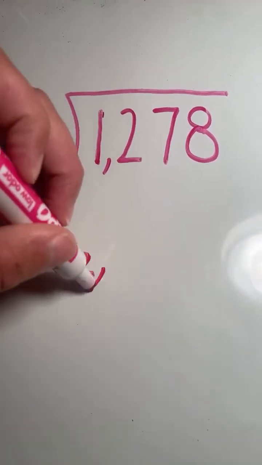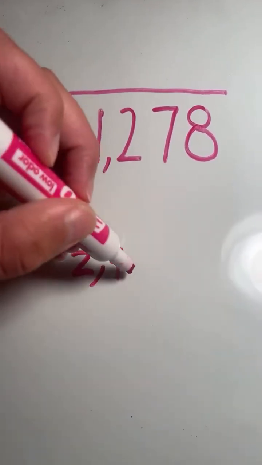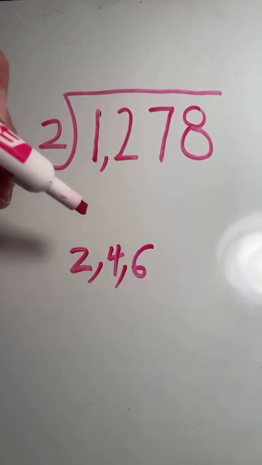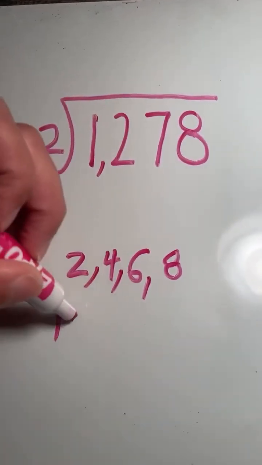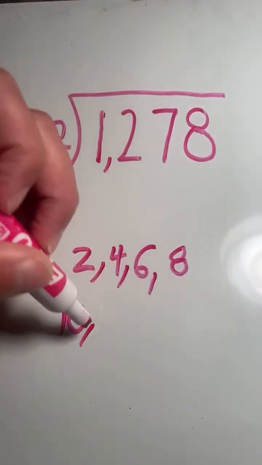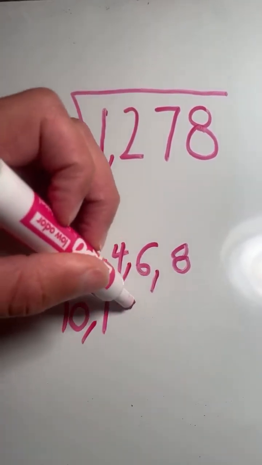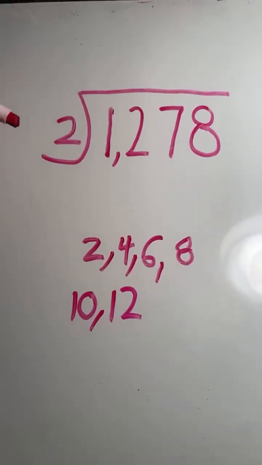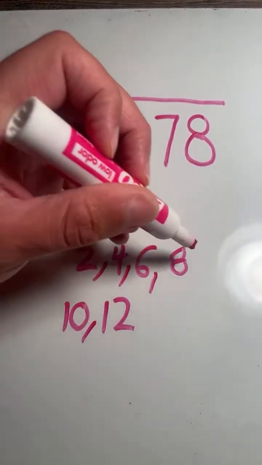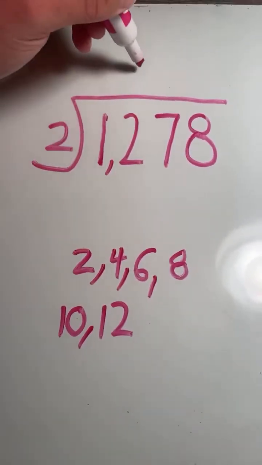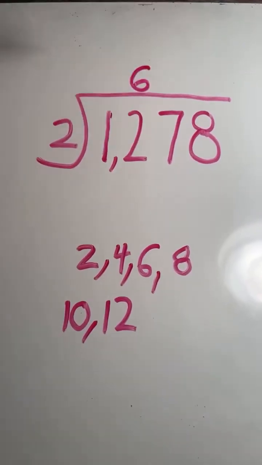2, that's 1 group of 2. 4, 2 groups of 2. 6, 3 groups of 2. 8, 4 groups of 2. 10, 5 groups of 2. 12, 6 groups of 2. I ended up counting by 2s 1, 2, 3, 4, 5, 6 times to get to 12. 12 divided by 2 is 6.